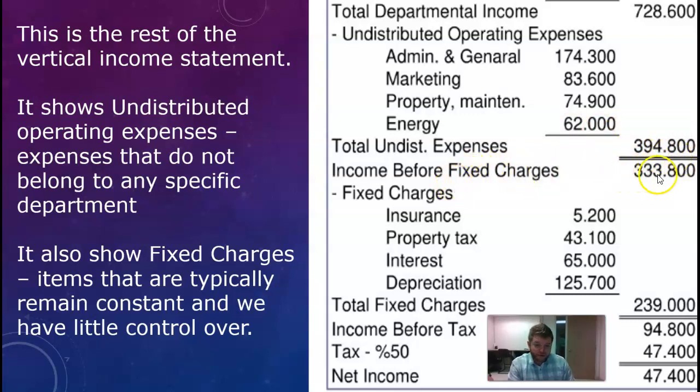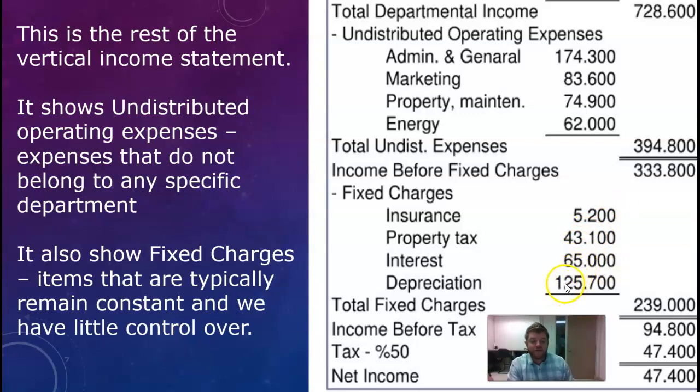Then we have our fixed charges. Fixed charges can be property tax. It could be insurance. So it's something that we have to insure the entire property and our workers. This is like government mandated by law. You need to have this. Same with property tax. We need to pay tax. Interest, we need to pay interest on any of our loans that we might have.